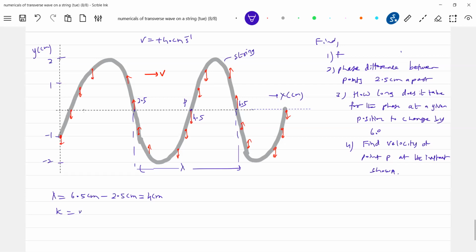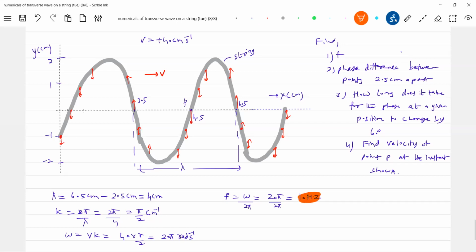So from lambda, I'll bring k, 2 pi by lambda. If you know k and if you know v, we'll get the omega. If you know omega, from that I'll bring the frequency. Okay, there's the frequency.